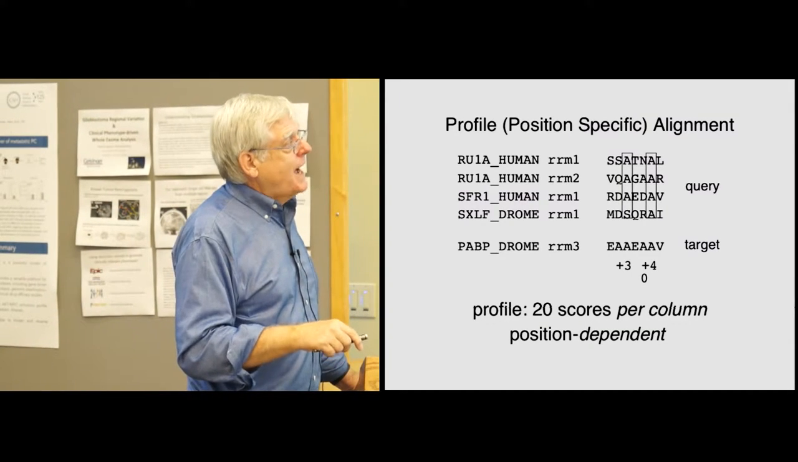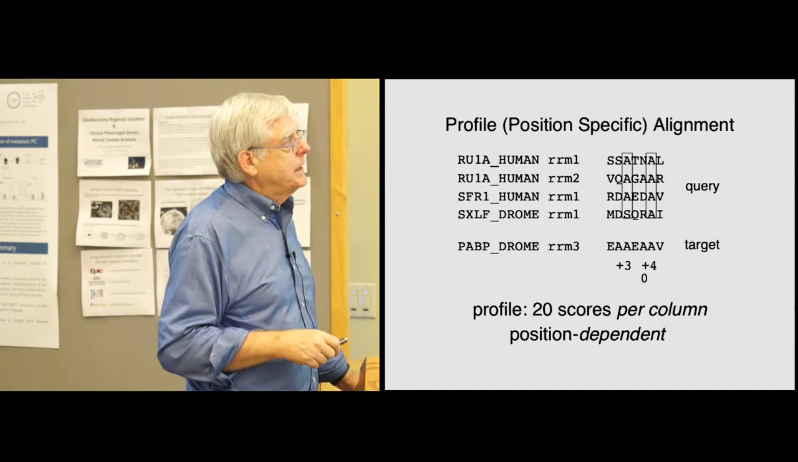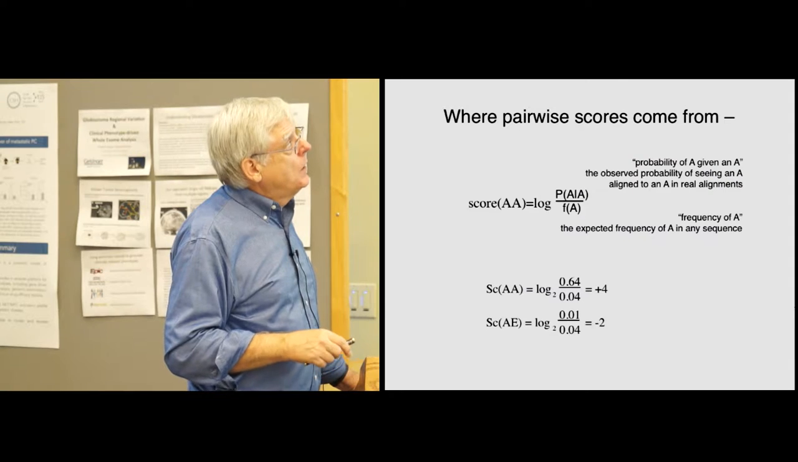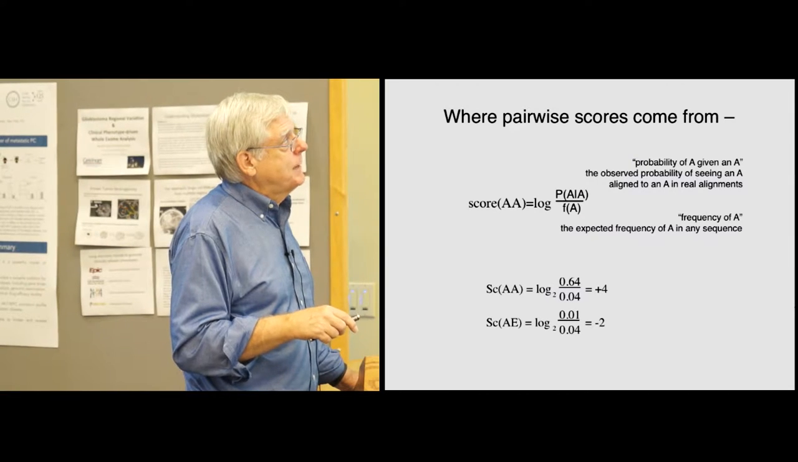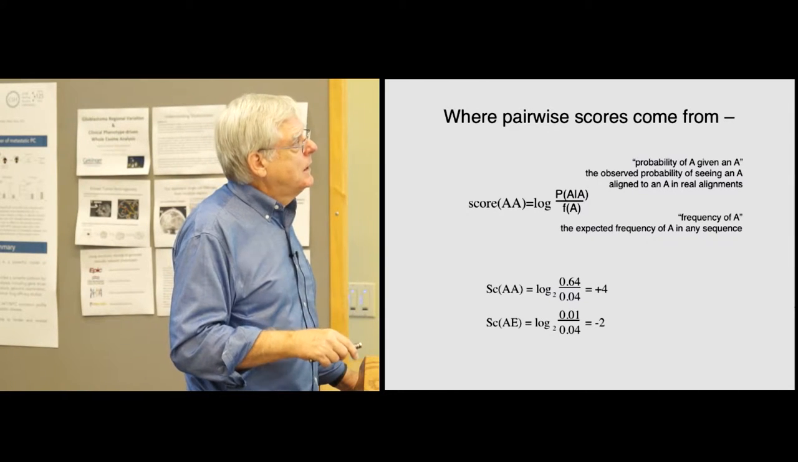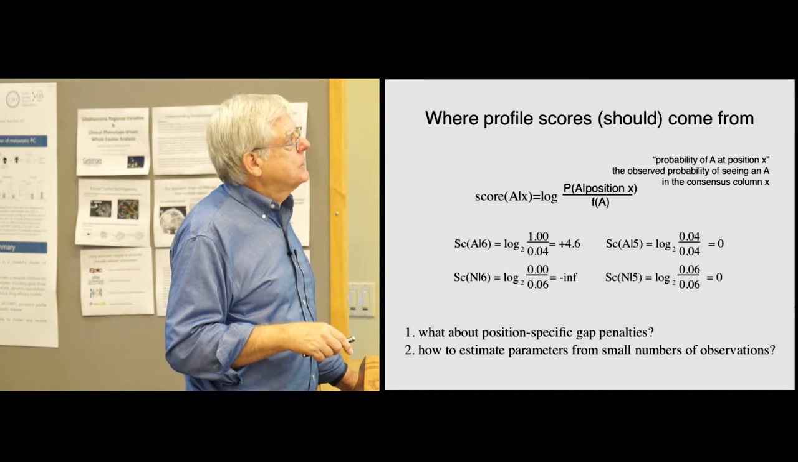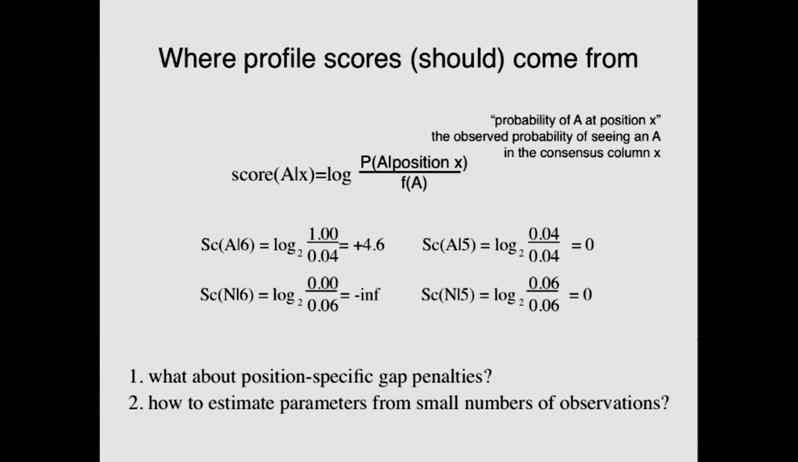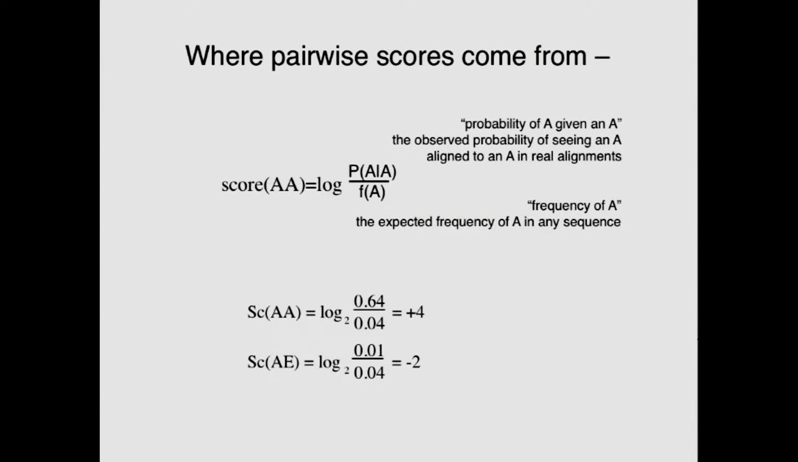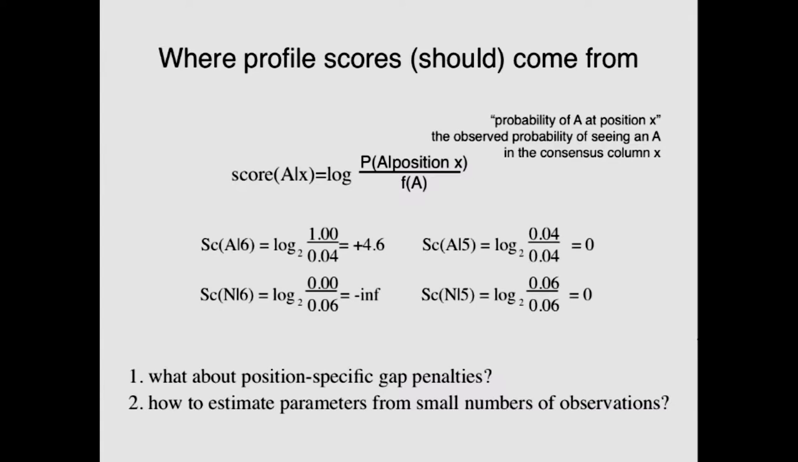But the big idea here is I need a lot more numbers, but when I have those numbers, I'm going to be able to make a much more custom matrix. Okay. So this is where pairwise similarity scores come from. It's the log odds of probabilities of seeing things because of homology divided by seeing them by chance. And so here are some numbers. And for profiles, the way that they should come is the probability of seeing something at a particular position divided by the frequency of seeing it by chance at that position. So instead of saying we have something where an alanine is turning into an alanine or an alanine is turning into a glutamate, we have an alanine at position number 6, or we have asparagine at position number 6, and so on and so forth.